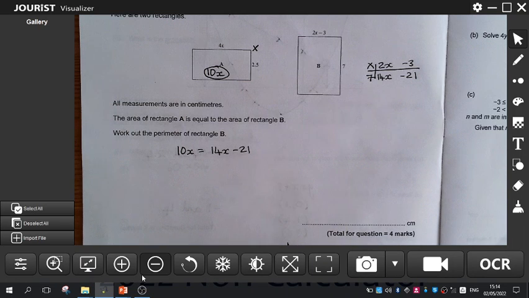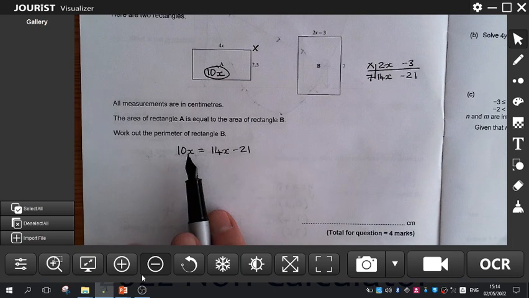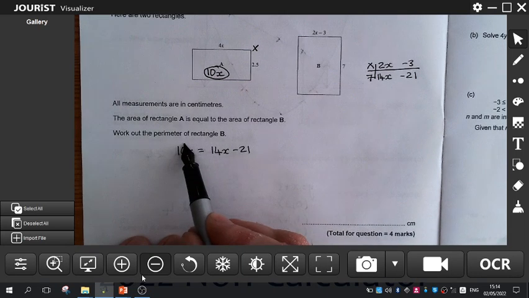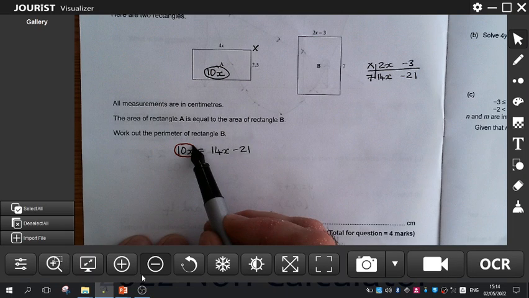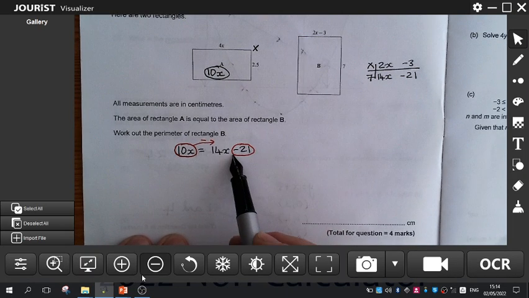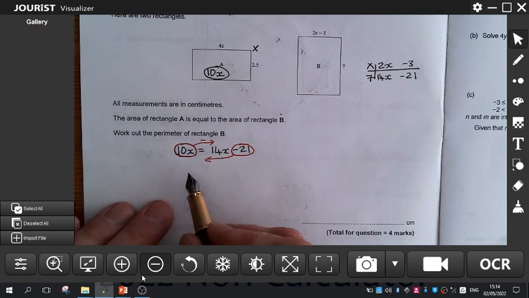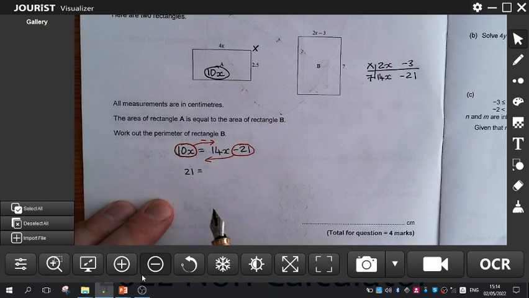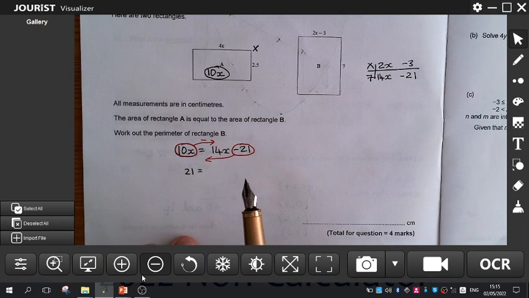I'd be tempted to now start solving this. As we can see, most of the x's are on the right. We've got 14 there, we've got 10 on the left. So I'd be tempted to subtract 10x from both sides. And whilst we're at it, we could add 21 to both sides as well. Minus 21 jumps to become plus positive 21, and 14x minus the 10x, we now have 4x.